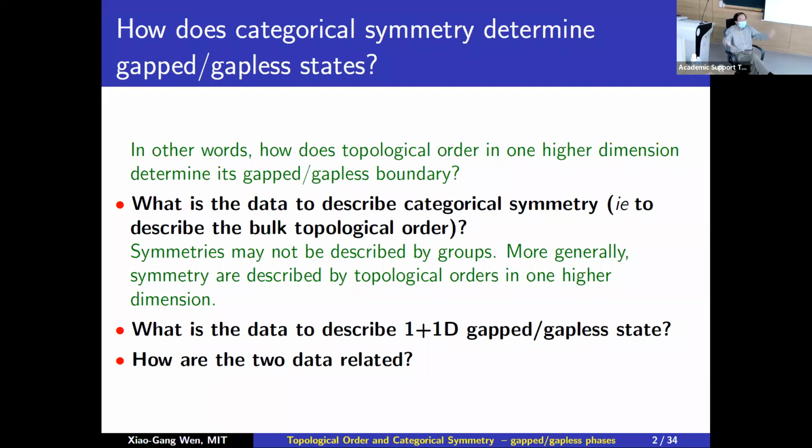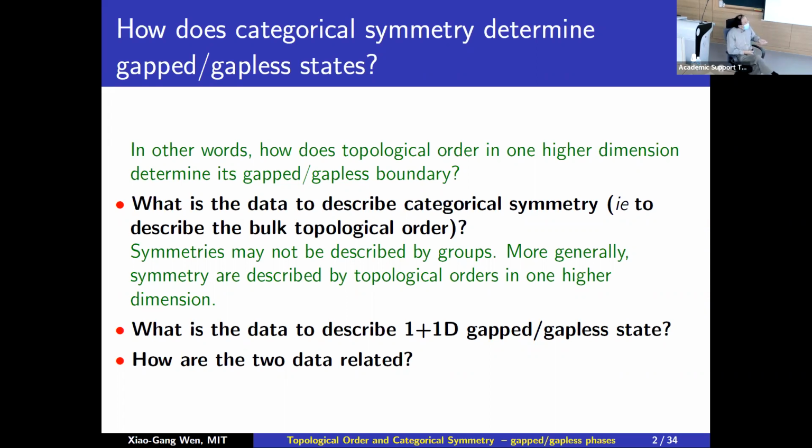Okay, so as a last, maybe most important application of categorical symmetry, as I mentioned in the first lecture: our dream is to use categorical symmetry to systematically understand, even classify, if you really push, all the gapped and the gapless theories, both in a unified fashion. Okay. So how could that be possible?